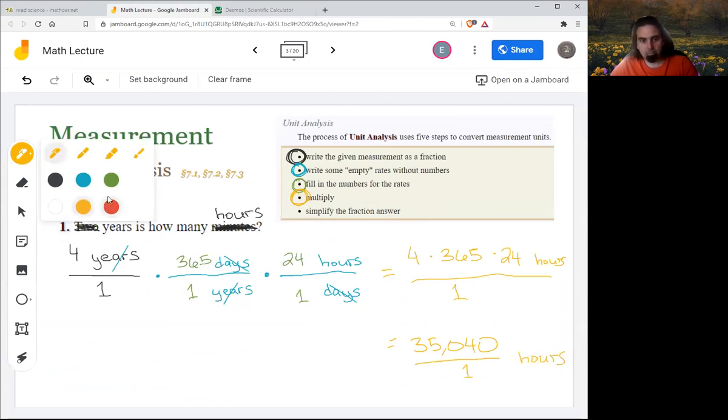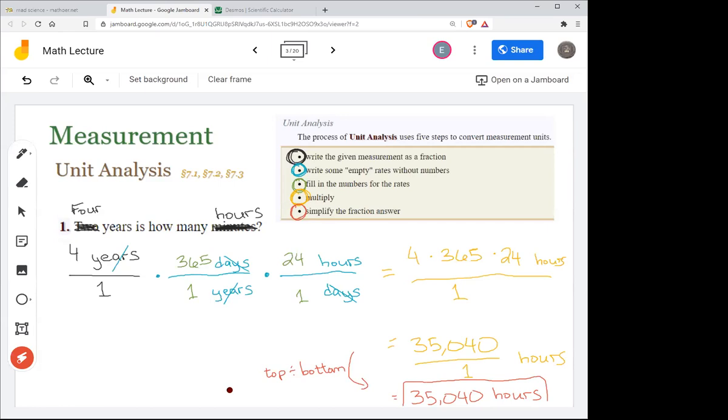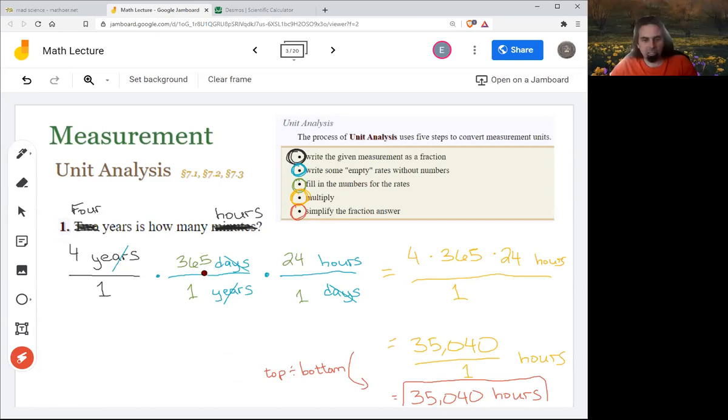And then my last step is I do top divided by bottom. In this case, it's really easy because the bottom is 1 and dividing by 1 doesn't change anything. But sometimes you have a number on the bottom, so I'm just writing it to be complete. And I'm done. Okay. Questions about my yellow or red? No. Okay, so back to this part.